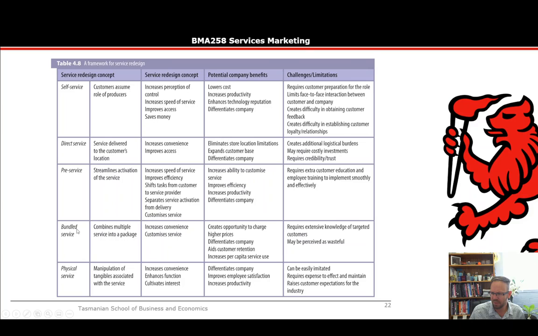So they bundle things together, and it actually works quite well because you work out what people need, and if you can create a bundle together, then they often buy things together because it's easier for them to manage. It's also more efficient for us as services managers or marketers to manage because we can manage it together. All right. Physical service, so manipulation of tangibles associated with the service.